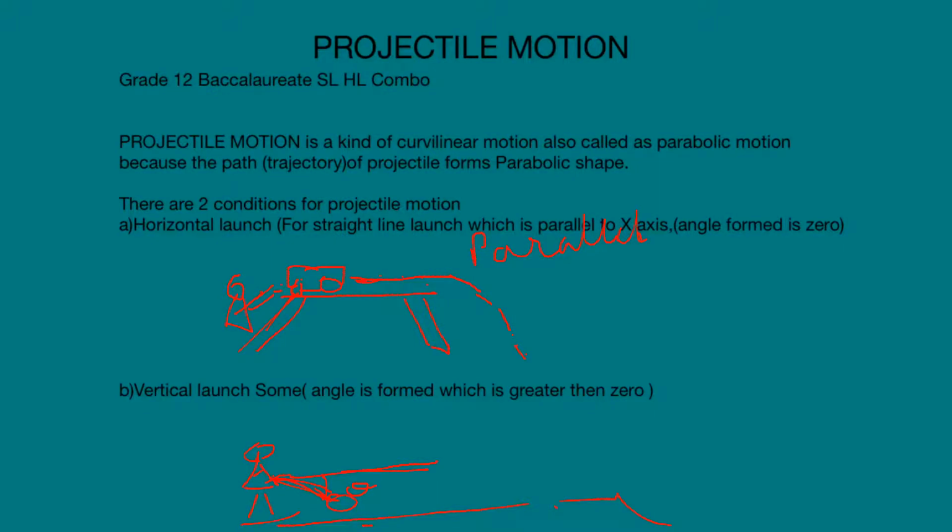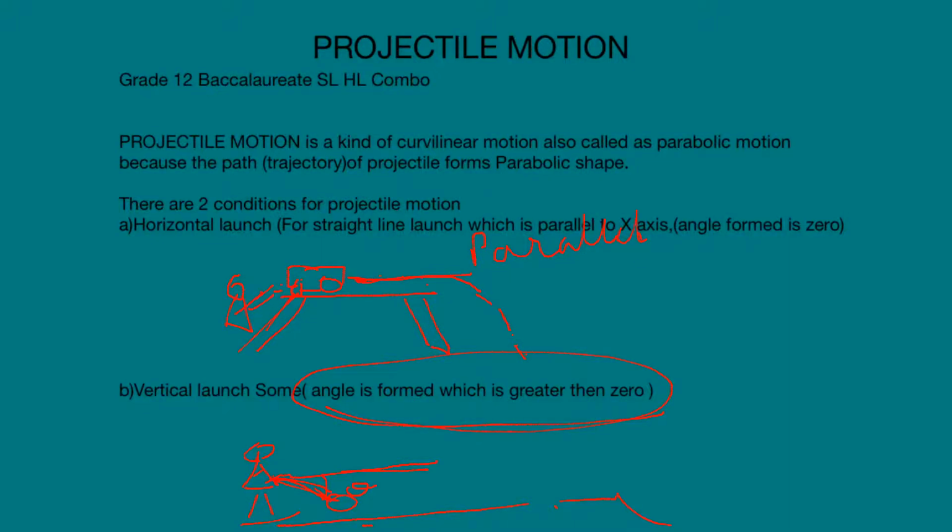Something is thrown upward, or something is thrown downward. This type of thing is called a vertical launch. From some height, if something is thrown downward, then it is a vertical launch. And if something is thrown upward at some angle, then also it is called a vertical launch. An angle is formed, so this is the important criterion. The angle formed is greater than 0, but in the case of horizontal launch, the angle is not formed. It is parallel. 0 angle is formed.